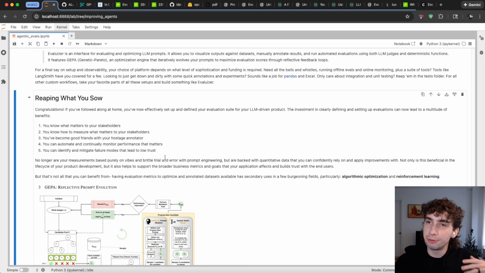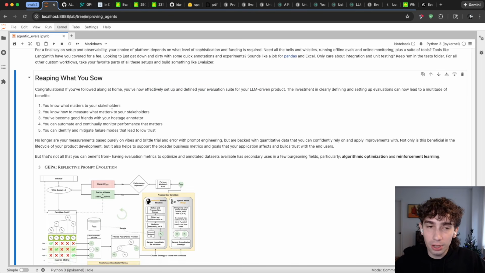So with all of this human feedback and language model judge and function definition, as well as integrating it nicely into an observability platform of our choice, what we have done is effectively set up and defined our evaluation suite for our AI product. What we hope to uncover is that now we know what matters to our stakeholders, we know how to measure what matters to our stakeholders, we've also made a good friend with our hostage annotator here, and then we can, of course, automate and continually monitor performance that actually matters for our system, which can help us to identify and mitigate failure modes that may lead to low trust.